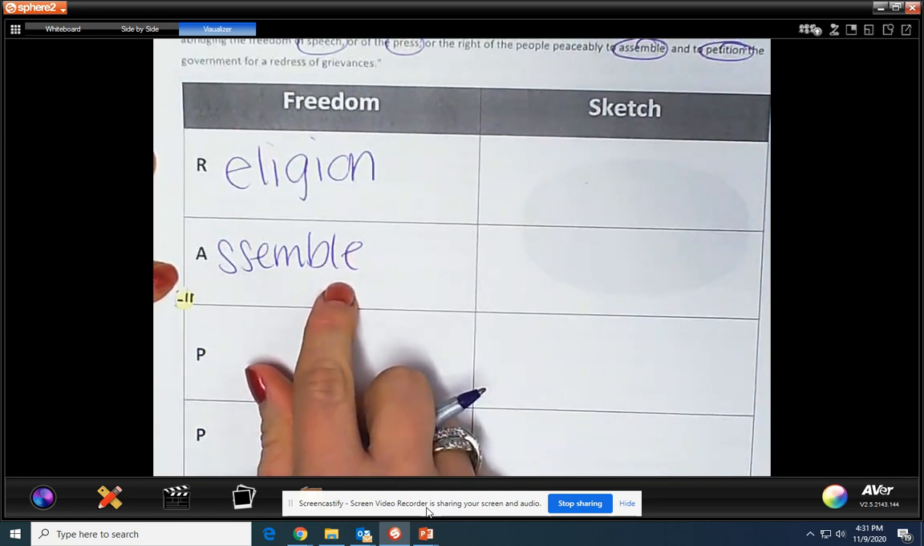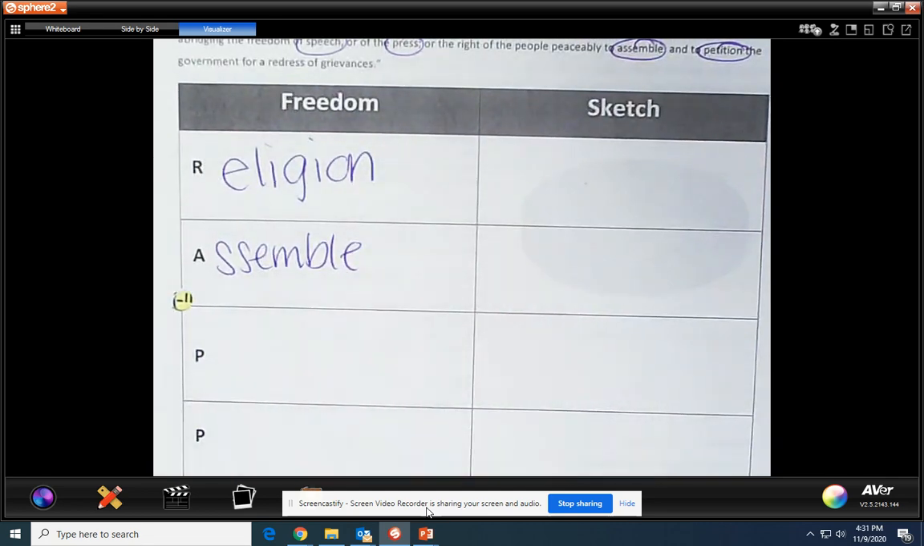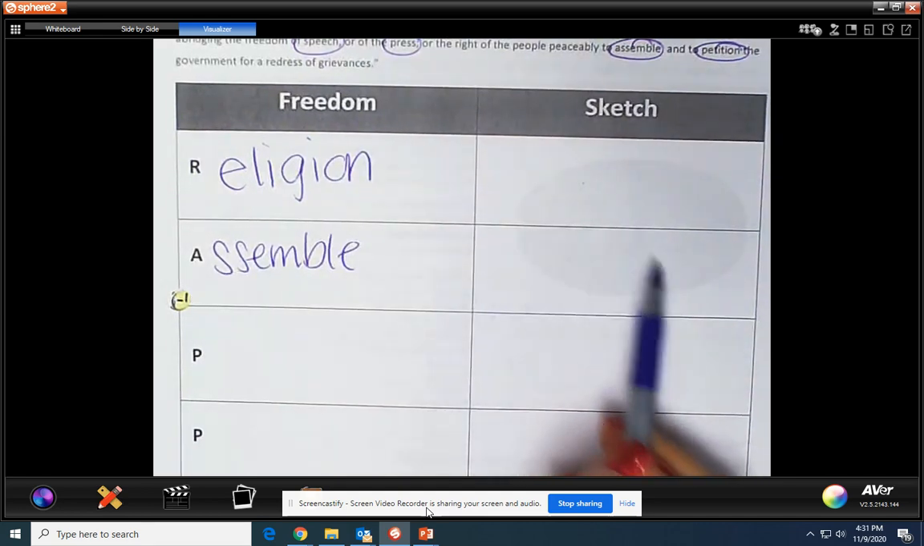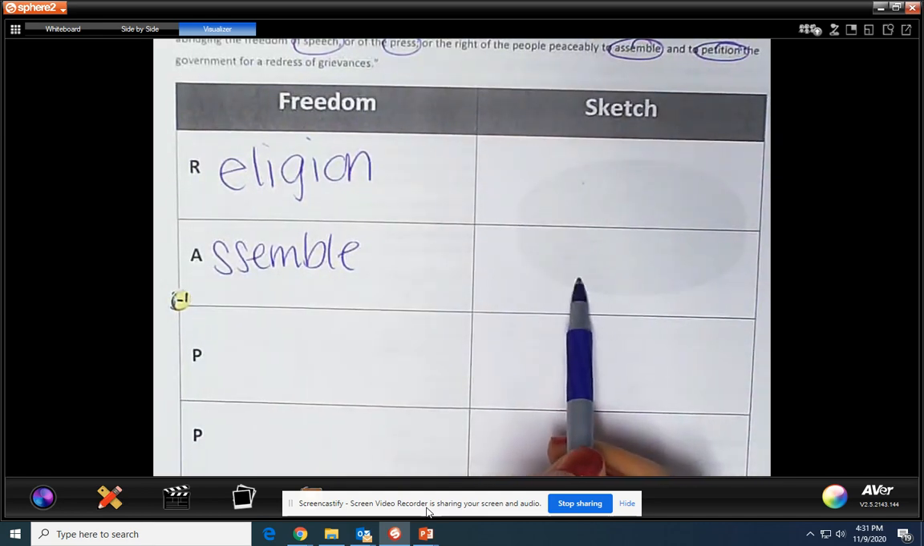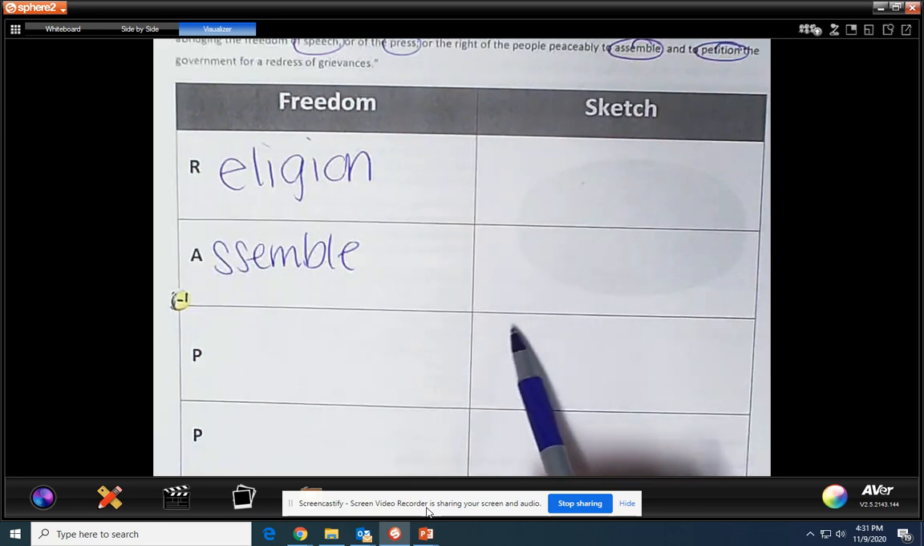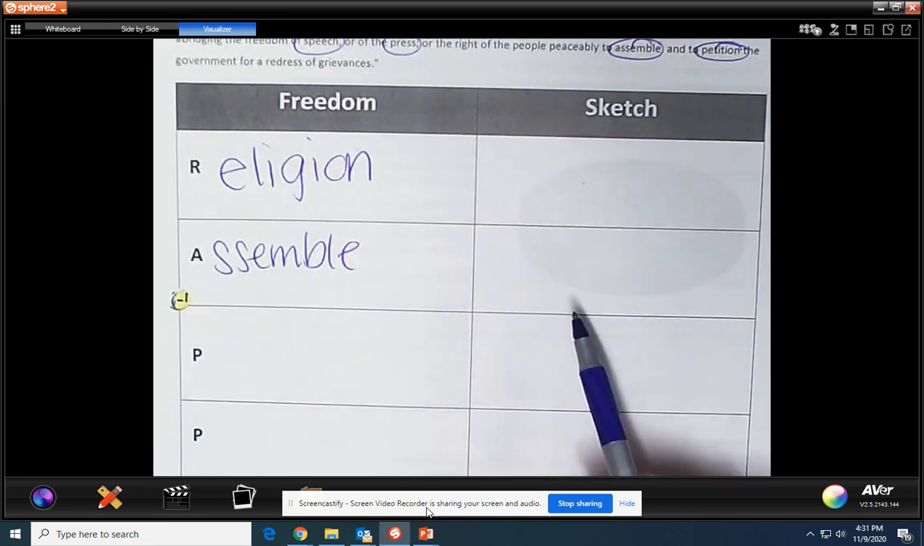The next one is assemble, the freedom to assemble, and that is meeting in a group. What does that look like, to be able to form any groups you want? You can have any group meetings about anything. A group of retired teachers can go meet in a group. Football players can have team meetings. So we can all meet in groups, and that's not a problem. I'd like to see a sketch of some stick figures having a group meeting.